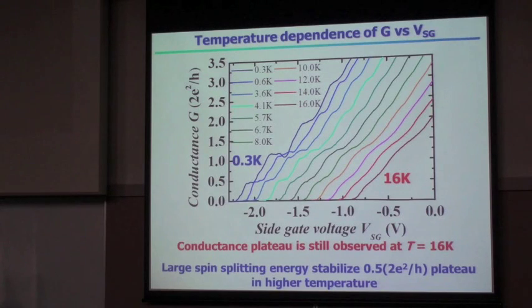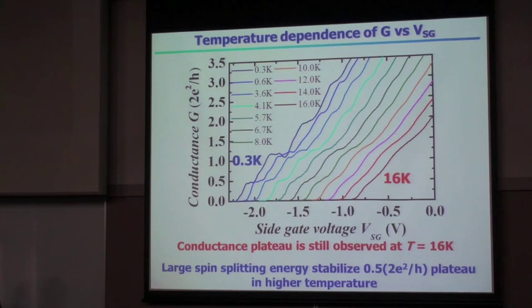And this large spin splitting is also reflected in the temperature variation of the 0.5 structure. So here is the result. This is a quantized conductance at different temperatures from 0.3 Kelvin to 16 Kelvin. And this is the 0.5 plateau. And we still weakly observe the 0.5 plateau even at 16 Kelvin, which is a relatively high temperature, higher than for the gallium arsenide QPC structure. And this is because of the large spin splitting in these systems.